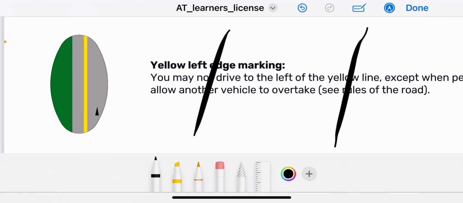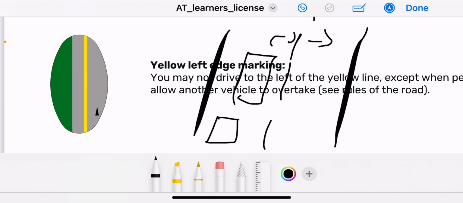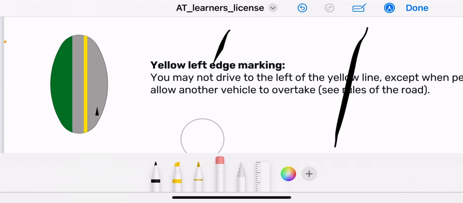So let's say this is a single lane road. If this car is indicating that it's going to turn here, and when you are here, then you may overtake on the left. But even when you are overtaking on the left, you are not allowed to touch the yellow line or cross it. That is the rule, my friend.